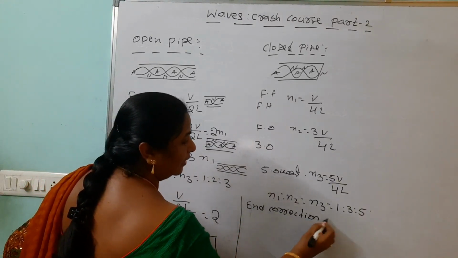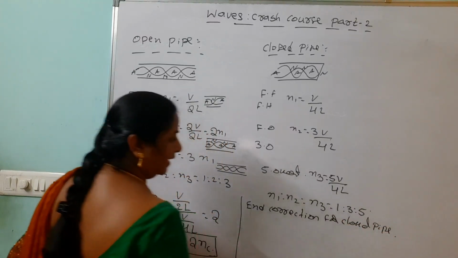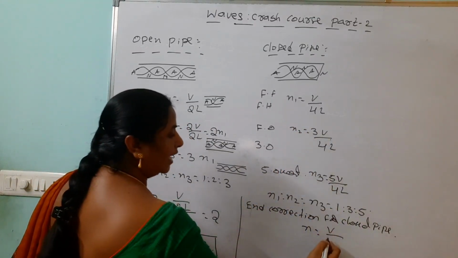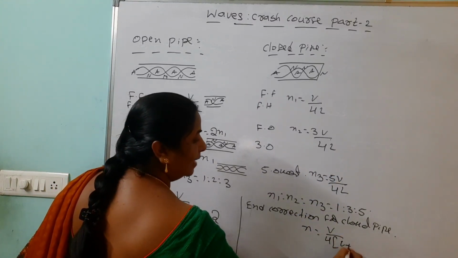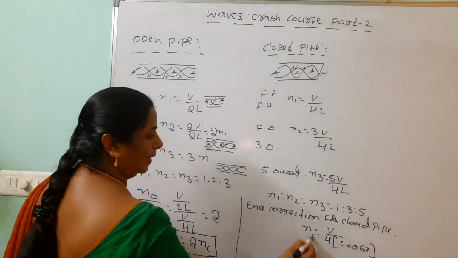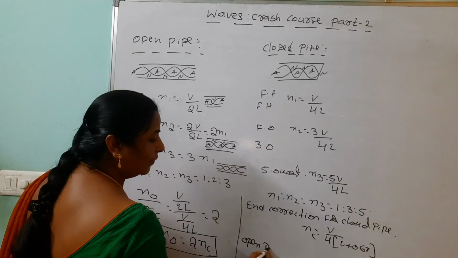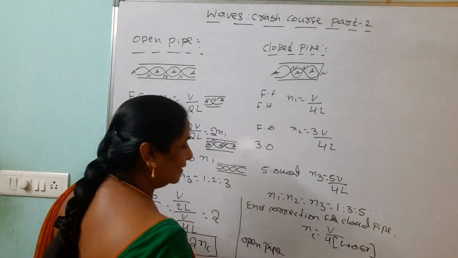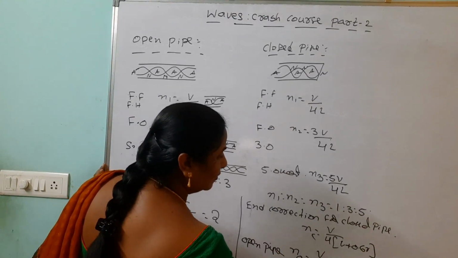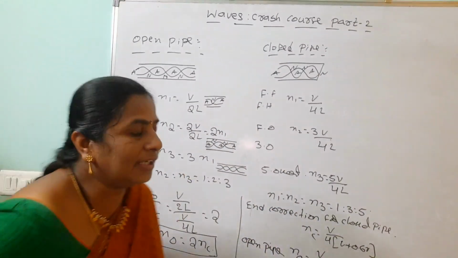End correction for the closed pipe. We can take the frequency N equals V by 4 times, whenever L is there, L plus 0.6 times the radius of that pipe. This is for the closed pipe. Like that, what is the end correction for the open pipe? Both the sides are there, no? That's why 0.6 plus 0.6, you are getting V by 2 into L plus 1.2 R. So this is about the open pipe and this is about the closed pipe.